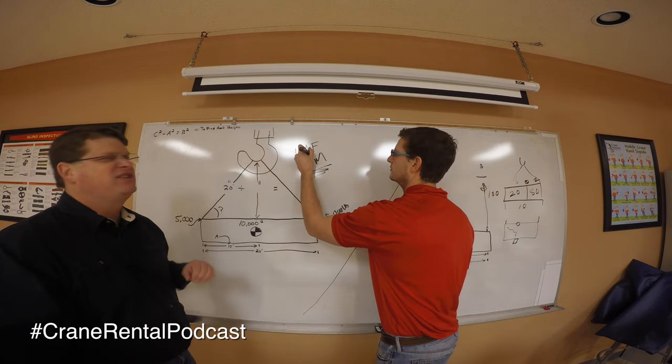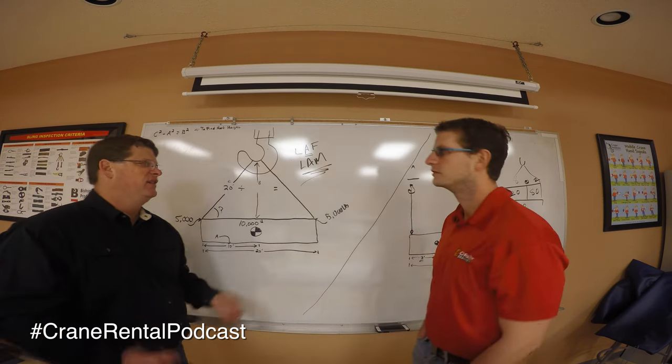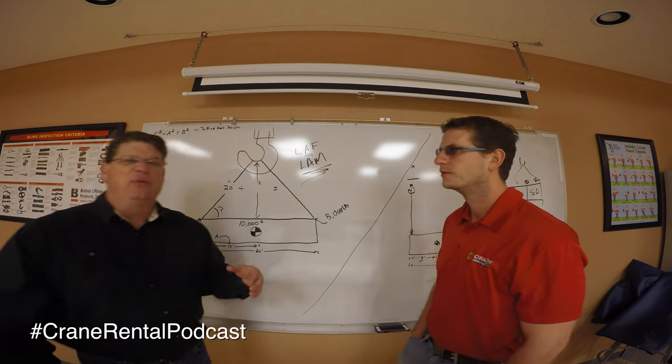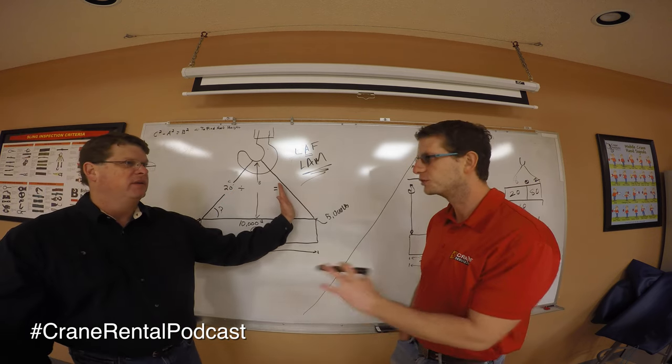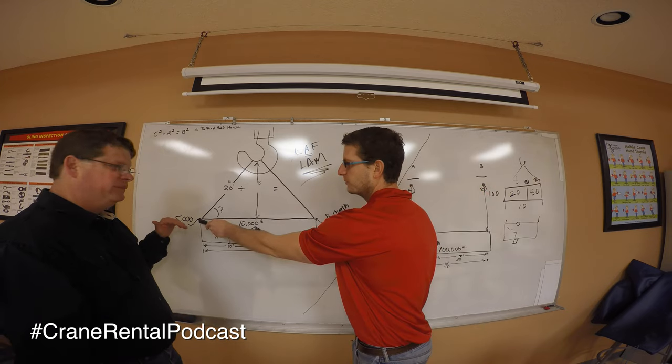Here's how we're going to do it. Let's just do the math. We'll go through the whole thing, A to Z. In this case, we know that we're going to put 20-foot slings on here. We know the 20-foots. We know our pick point weights of 5,000.